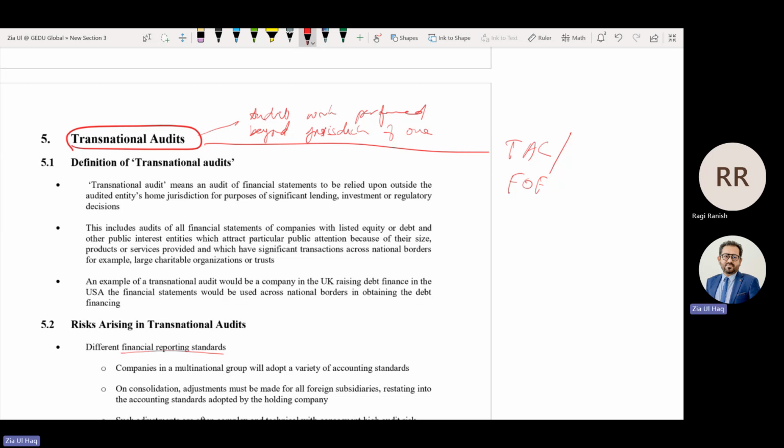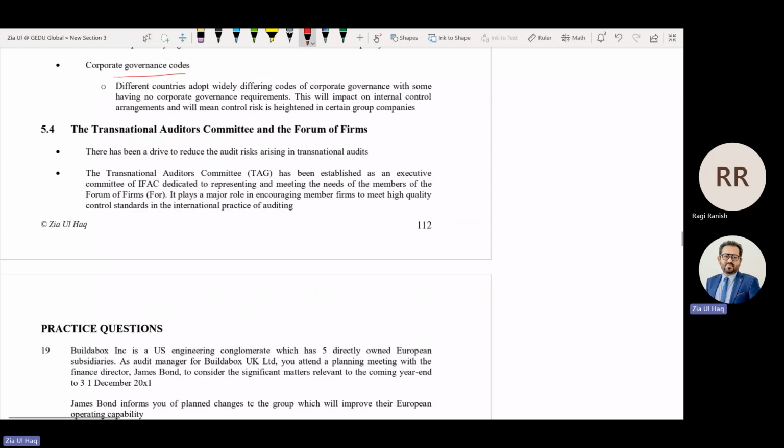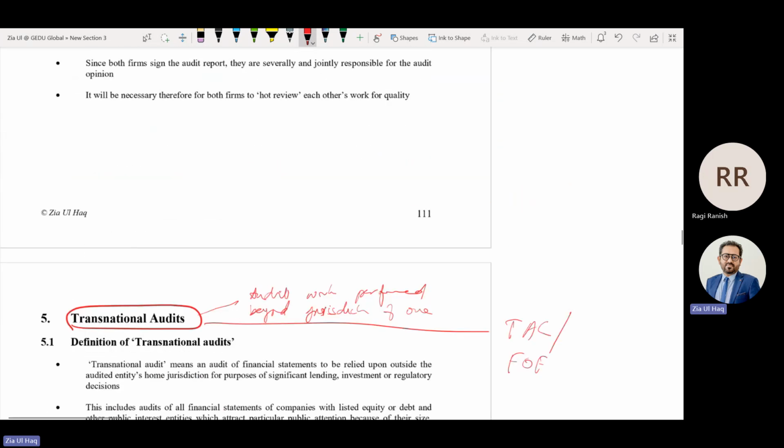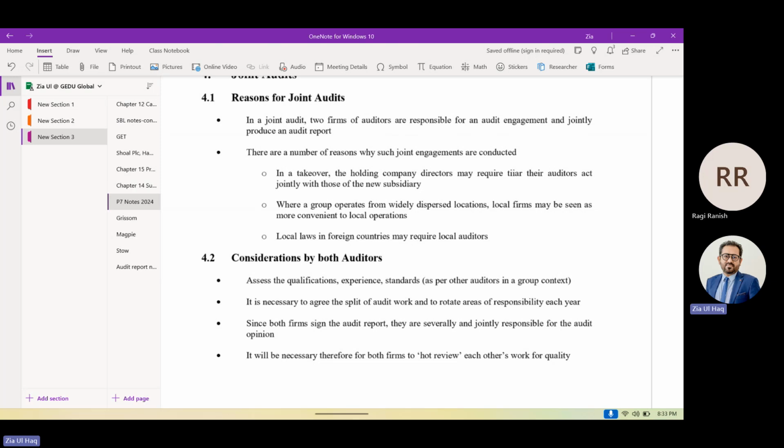This we have discussed already in Chapter 1: Forum of Firms, transnational audit, IFAC, IASB, IAASB. And this chapter on group audit we have finished. So in the next class, we will start the last area of the syllabus, that is non-audit engagement.